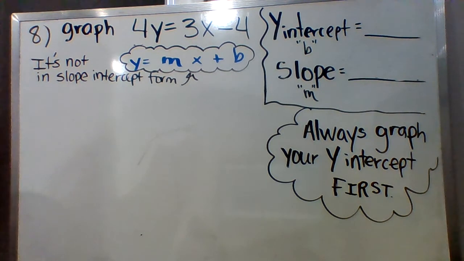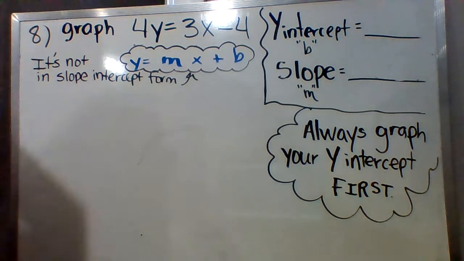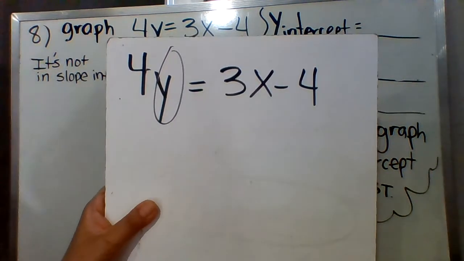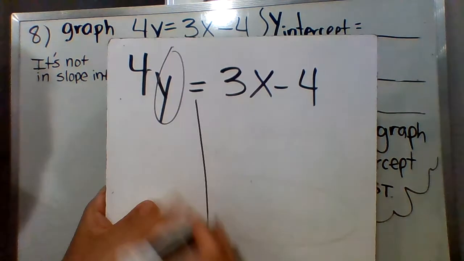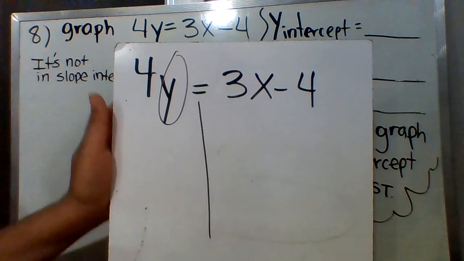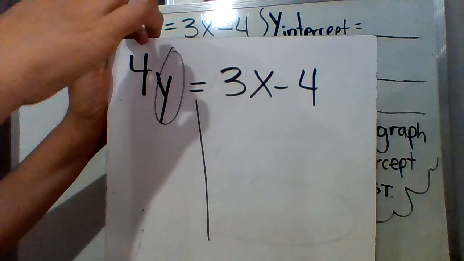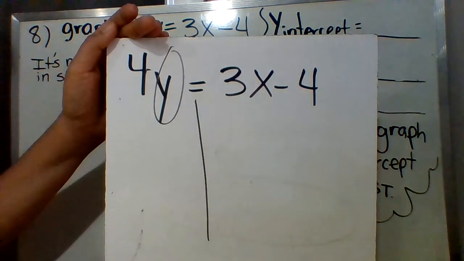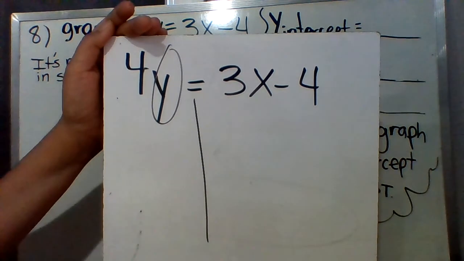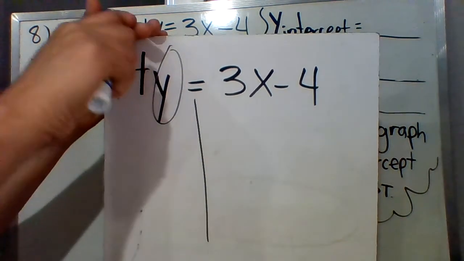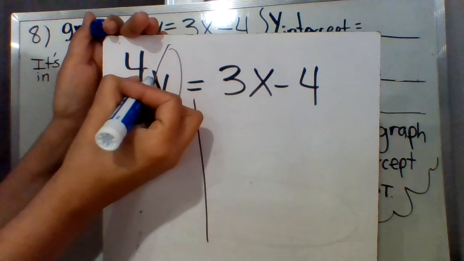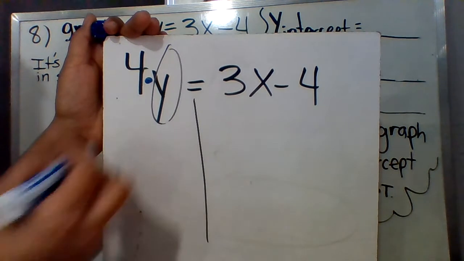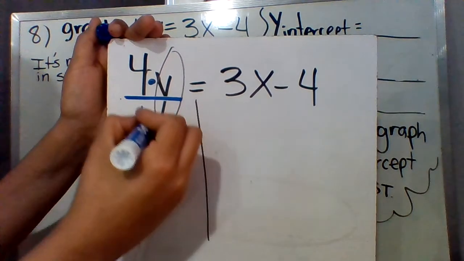I will go ahead and work that out on my whiteboard. So here we have 4y equals 3x minus 4. How do you get rid of that 4 that is so close to the y? It's stuck onto the y. If you recall from previous lessons, when you have a number so close to the letter like that, that means it's being multiplied. So if you want to get rid of it, you have to do the opposite of multiplication, which is division. So you're going to divide by 4.